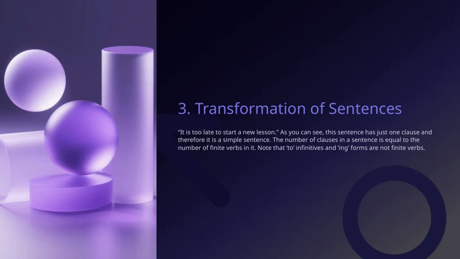Let's take a look at the sentence. It is too late to start a new lesson. As you can see, this sentence contains only one clause, which makes it a simple sentence. Now, the key point here is that the number of clauses in a sentence is actually equal to the number of finite verbs it contains. Finite verbs are important because they show tense and agreement with the subject.